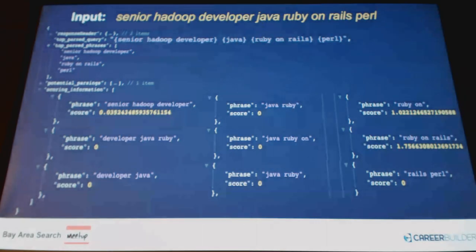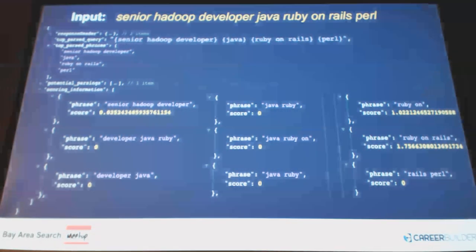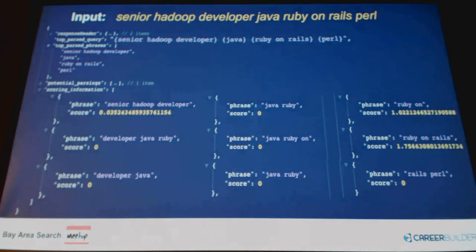To give you a visual example, we implemented in Solr a request handler which allows you to pass in that phrase, senior Hadoop developer, Java, Ruby on Rails, Perl. It will take the different variations and try to score them. In this case, senior Hadoop developer gets a score of 0.03. Developer Java, Ruby gets a score of 0. That's not a phrase. It doesn't really occur in documents. It definitely doesn't parse that way.